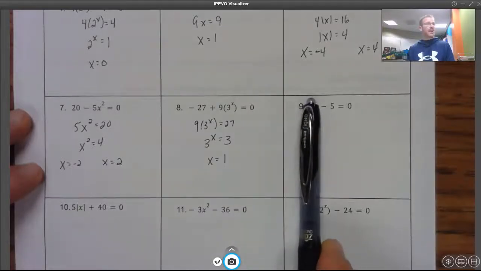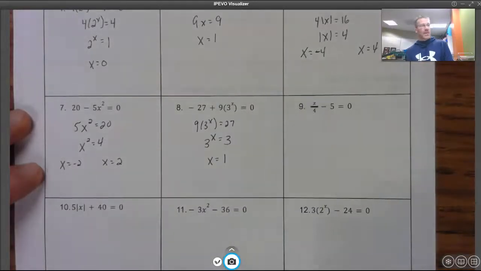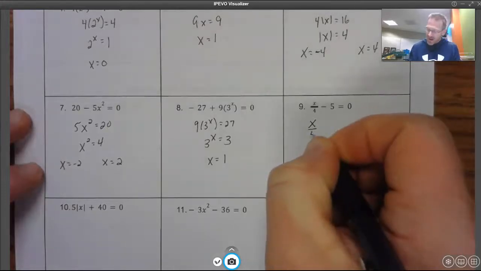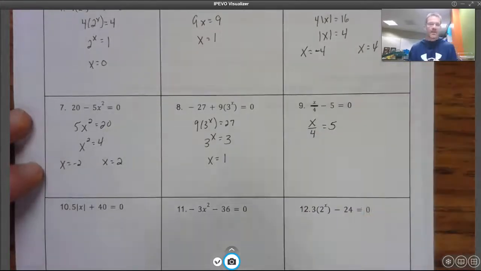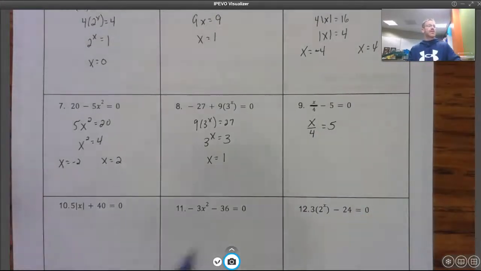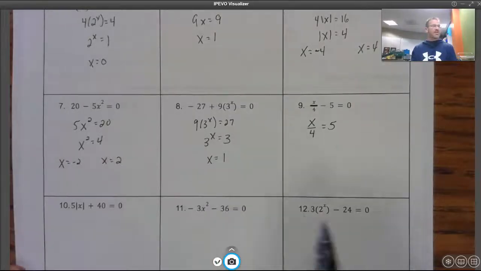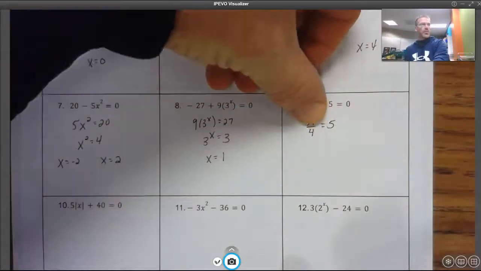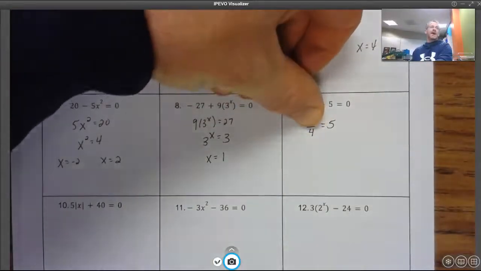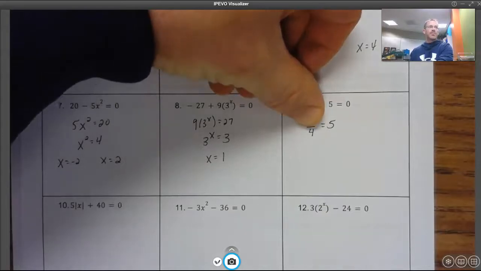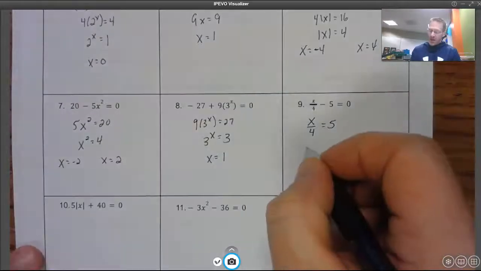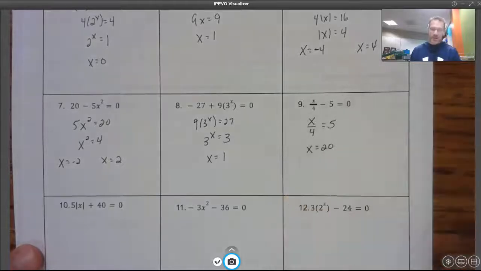All right, so what minus 5 is 0? 5 minus 5 is 0. So that means x divided by 4 is 5. Okay, so now instead of doing a multiplication problem like I just did here, now I have a division problem. Now, what number, when you divide it by 4, gives you 5? That number would be 20. All right, so x is 20.